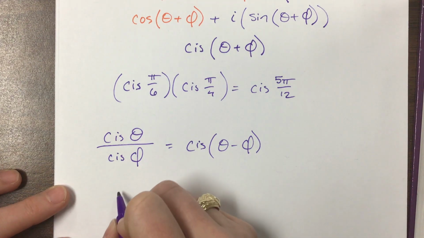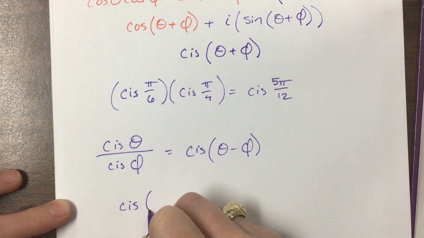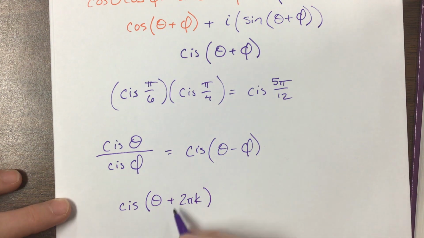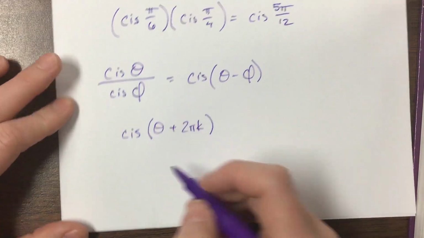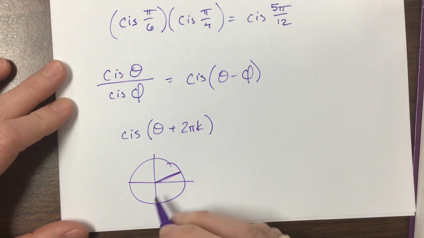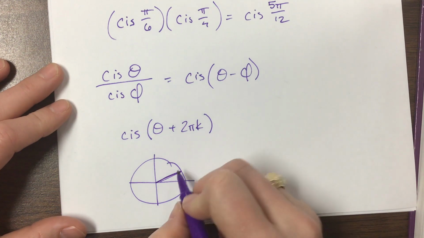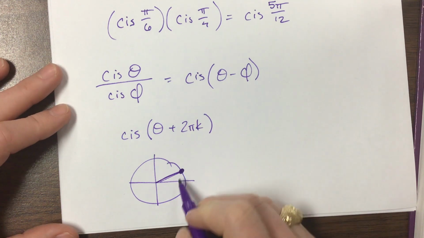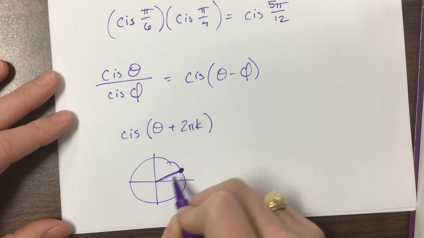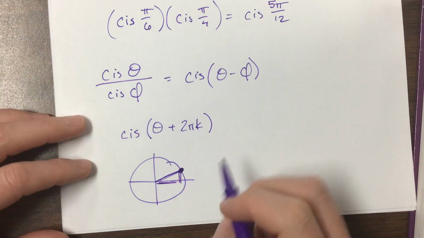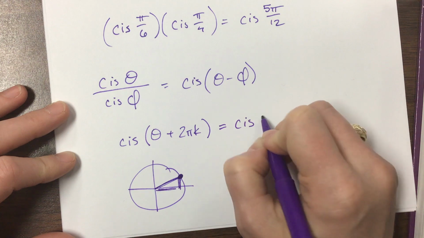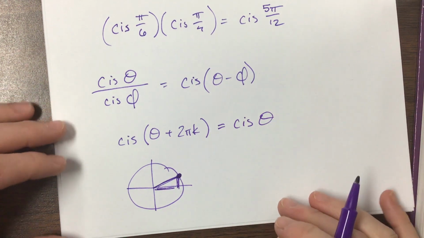And then the other one that they point out in the book is cis of theta plus 2 pi k. Well, if you think about this, if you're on the unit circle, wherever your angle theta is, I don't care, if you add 2 pi k, it's always going to be coterminal. So if this is whatever your theta is, and then you've added 2 pi k, you end up right at the same spot, and it's got the same cosine and the same sine. So this is just equal to cis of theta, and that will become important later.